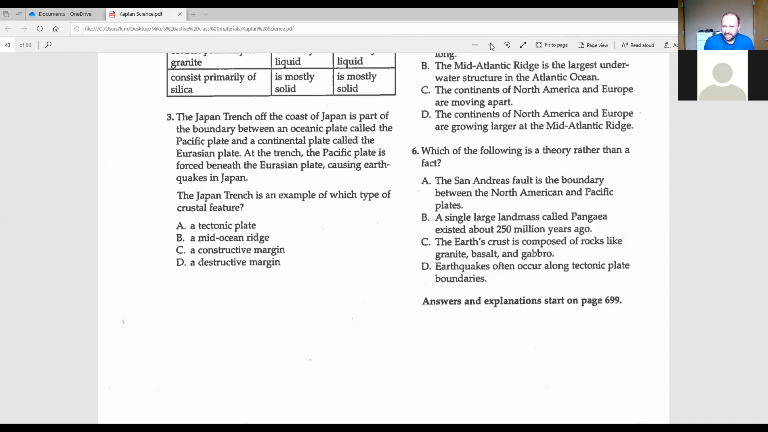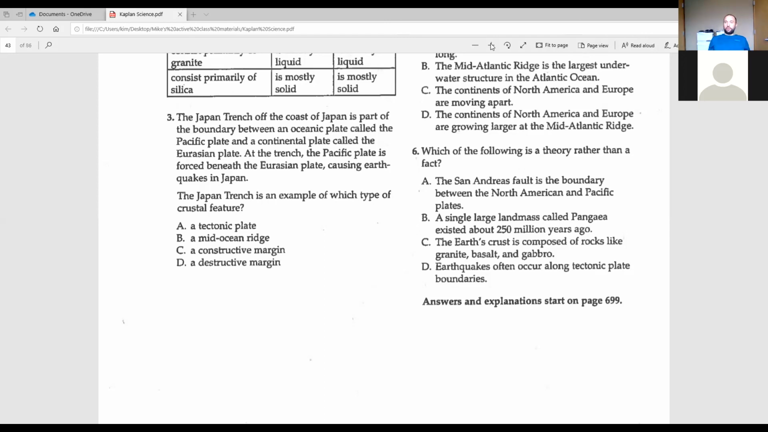Good. A, the San Andreas Fault is the boundary between the North American and Pacific plates. Fact or theory? Something that can be proven to be true. We'll come back to it. I'm going to read through them. B, a single large landmass called Pangaea existed about 250 million years ago. Fact or theory? Again, is it something that can be proven to be 100% true? C, the Earth's crust is composed of rocks like granite, basalt, and gabbro. Or D, earthquakes often occur along tectonic plate boundaries.